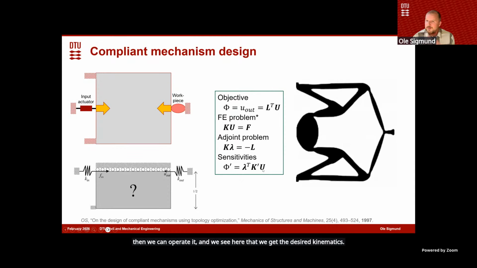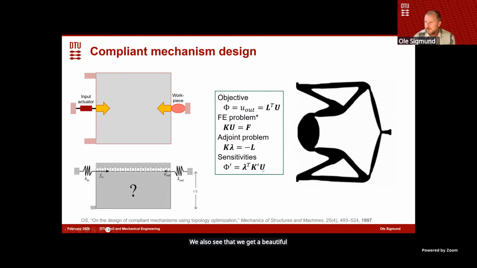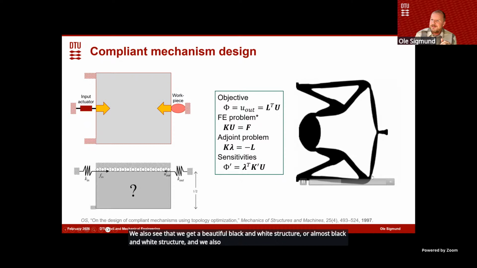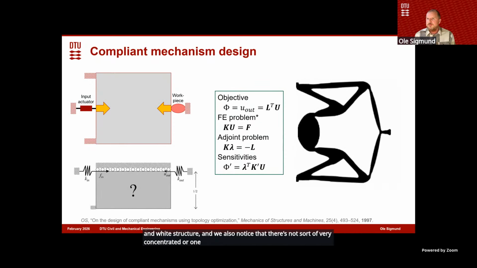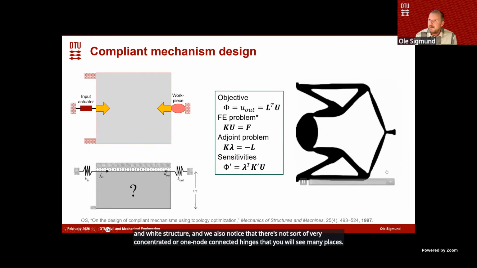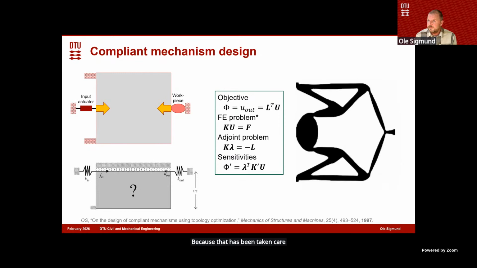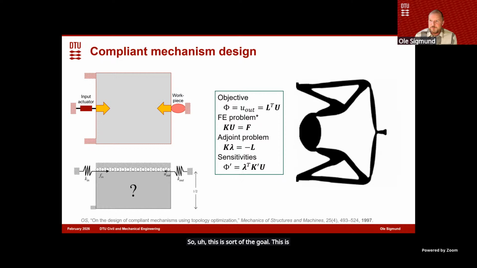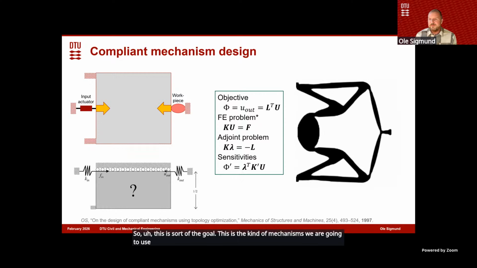We also see that we get a beautiful black and white structure, or almost black and white structure. And we also notice that there are not very concentrated, one-node-connected hinges that you will see in many places, because that has been taken care of by the filtering strategy that I'm coming back to. So this is sort of the goal. This is the kind of mechanisms we are going to use as demonstrators in the following.